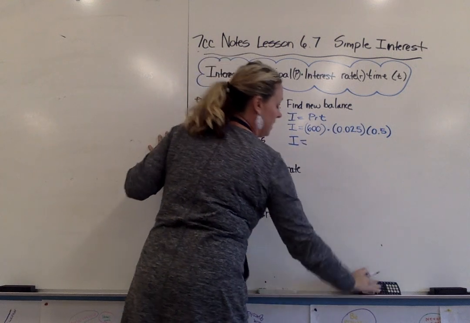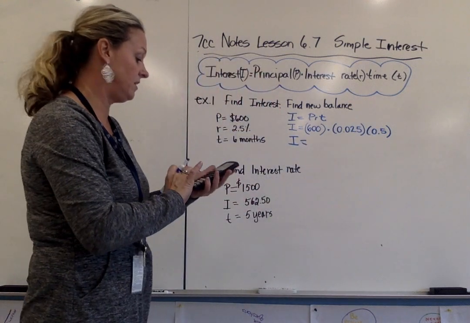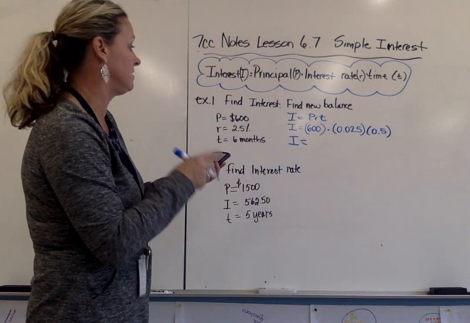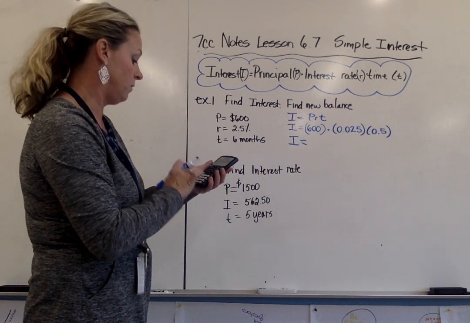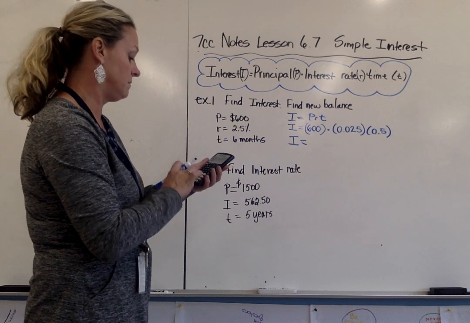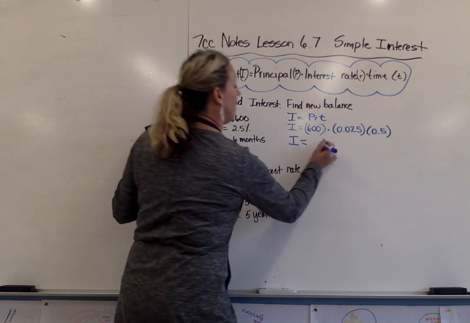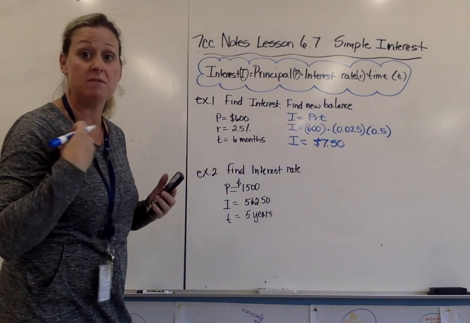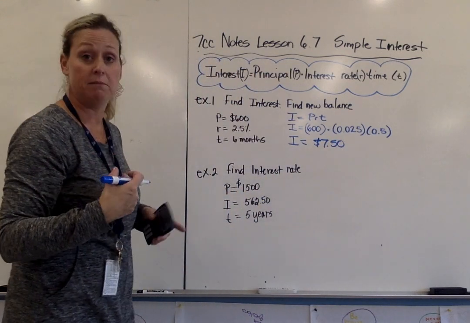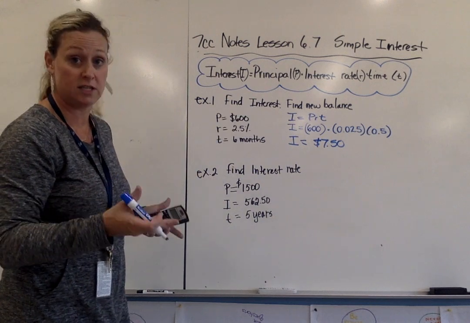As I multiply, I am then given what the interest is that I earned for allowing the bank to use my money. 600 times 0.025 times 0.5, I get a whopping $7.50. The bank's going to give me that money for letting them use my $600 for 6 months.